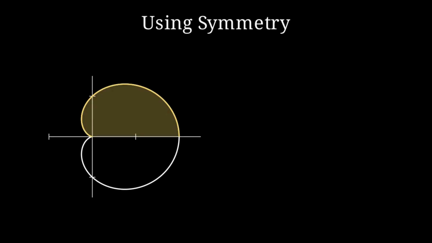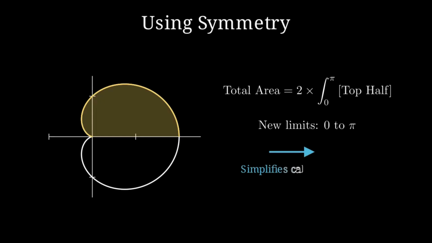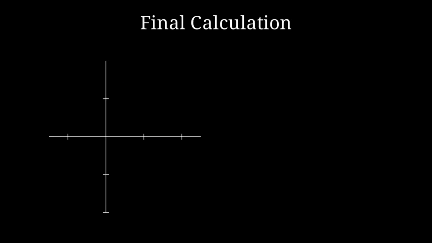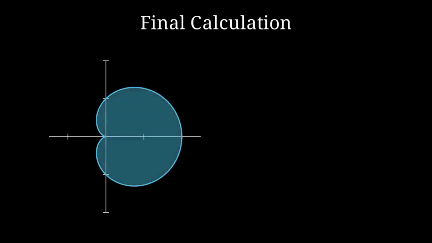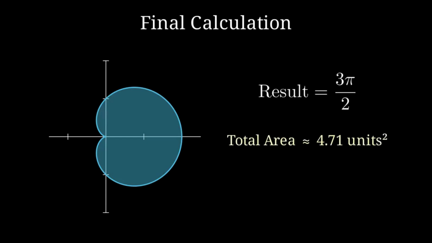Since the cardioid is identical above and below the x-axis, we can integrate from 0 to pi and multiply the result by 2. This often makes the evaluation much cleaner. After performing the integration and applying the limits, we find the area of this cardioid is 3 pi over 2. This demonstrates the power of polar coordinates for shapes defined by radial functions.